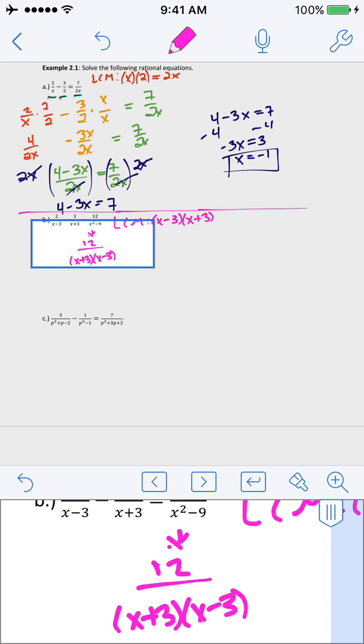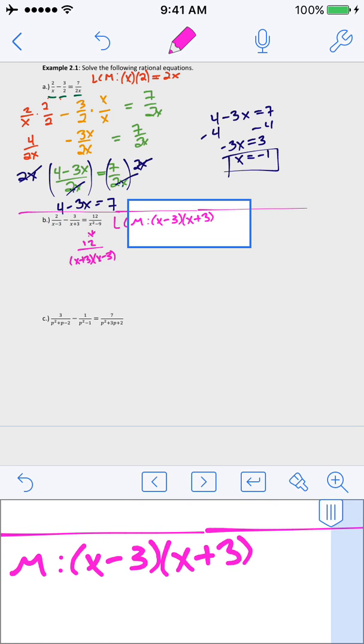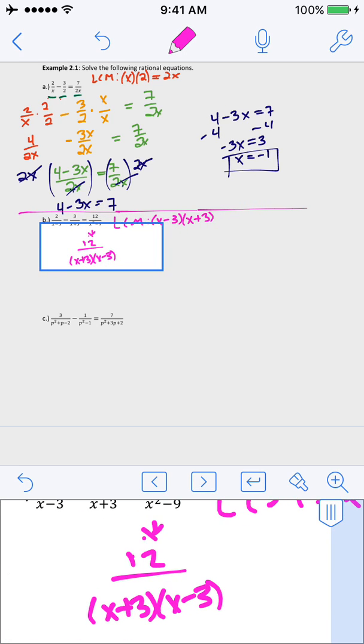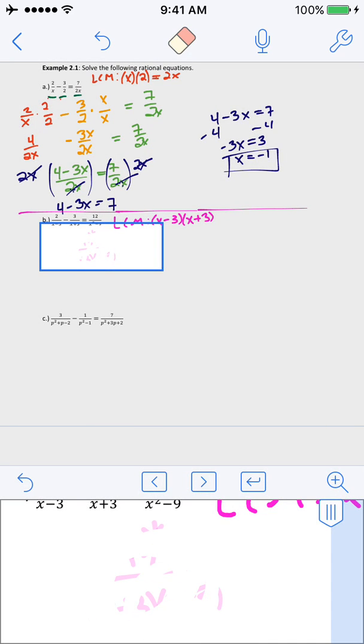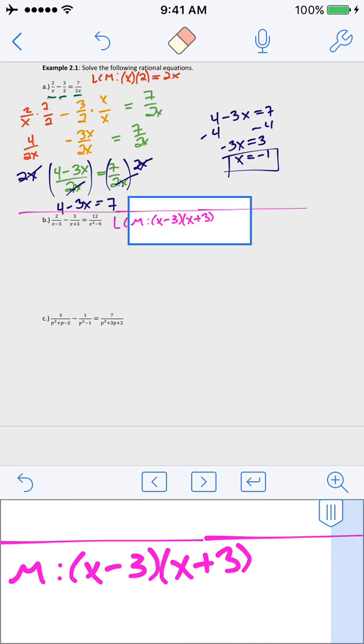So yes, you still have to factor it, right? Still LCM. I'm going to treat it like addition multiplication. So factor that out, and it looks like I have both pieces of those already. So that's awesome. Alright, so that's my LCM, x minus 3 times x plus 3.